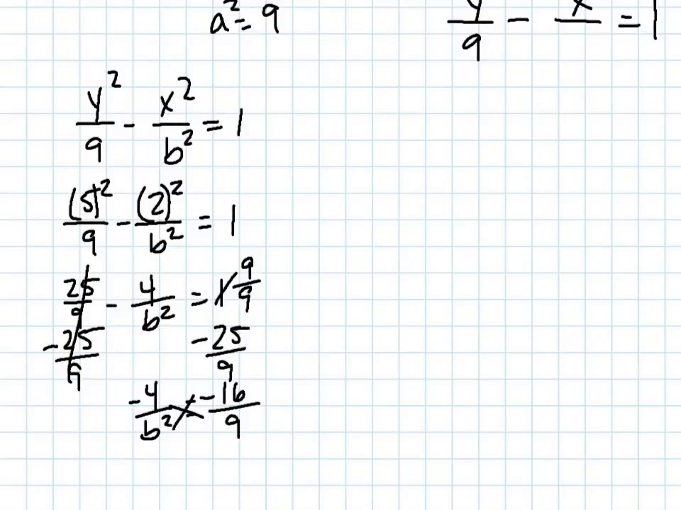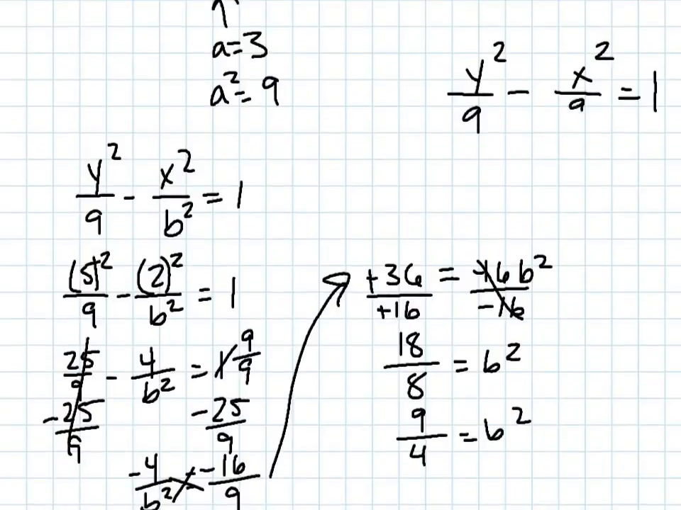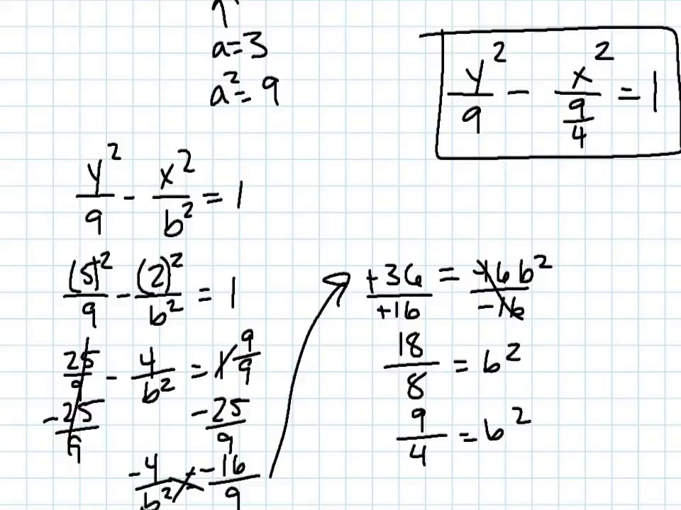So I'm going to cross multiply. It gives me negative 36, and that equals negative 16 b squared. Divide both sides by negative 16. My negatives cancel out, and I'm going to reduce my fraction here. That gives me 36 over 16, and I can reduce again to 9 over 4. So b squared is 9/4, and that would be my equation. Okay, have fun.